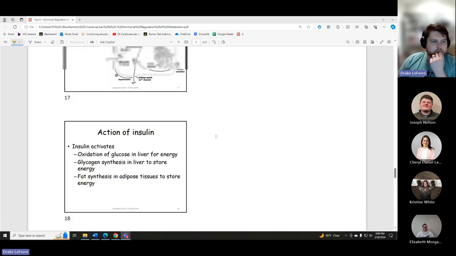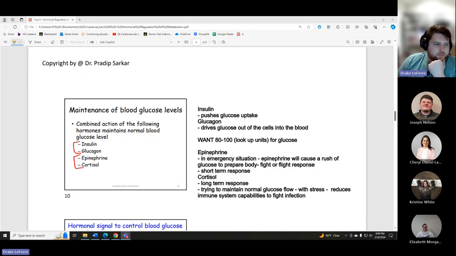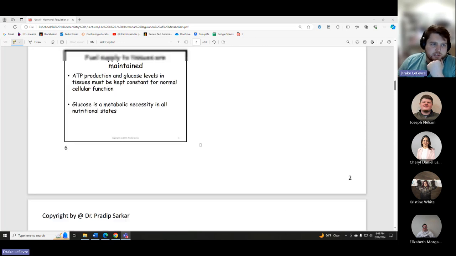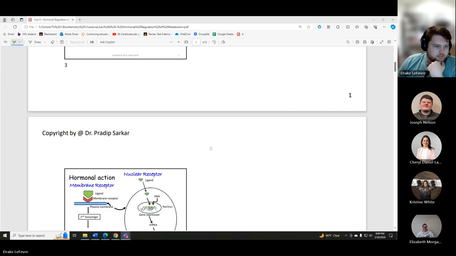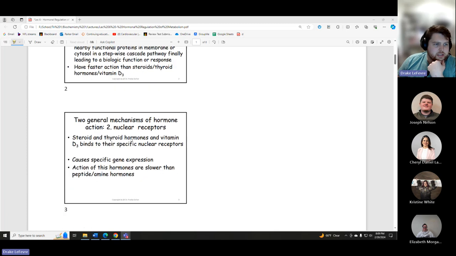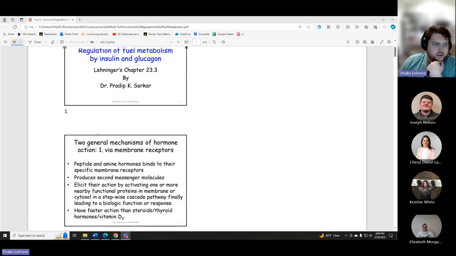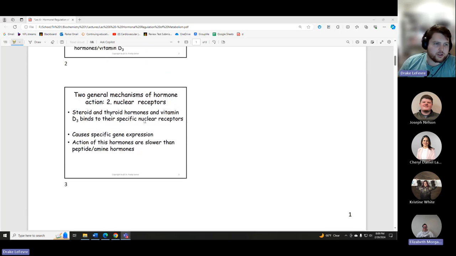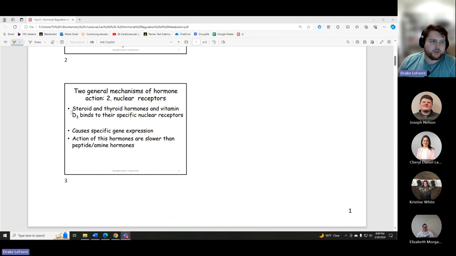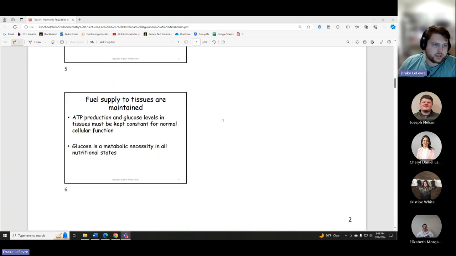I'm trying to think what kind of is the best thing to set y'all up, not just for this class, but for like the overall future. A good chunk of this is repeat. It's like the steroid and thyroid hormones and the vitamins and stuff. We talked a lot about this in previous sessions about the nuclear receptor, and I mentioned make sure you know the thyroid hormones and what they do and everything, because he loves to ask questions about that.